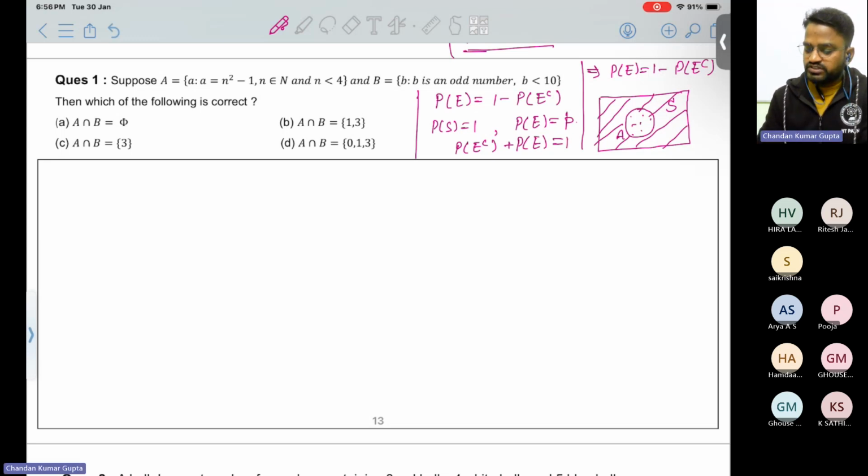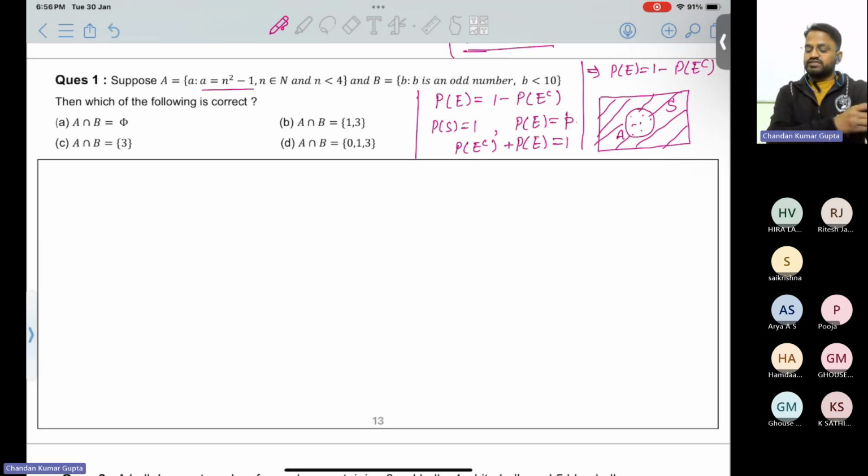Now we will start with the questions. From question 1, we are given A equals n square minus 1, where n belongs to the natural numbers and n is less than 4. And B is the set defined as B such that B is an odd number less than 10.